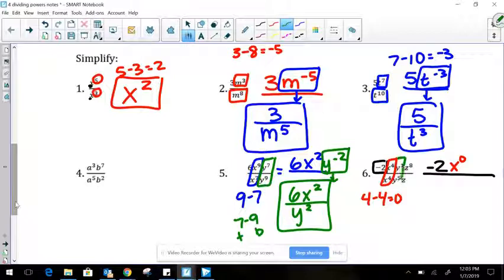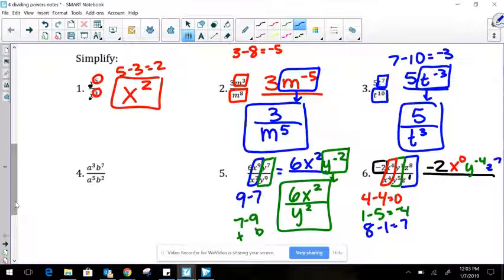My y's, I have 1 minus 5. That's negative 4. So I have y to the negative 4th. And then z, I have an invisible 1 here if you want to write that. So I have 8 minus 1, which is 7. So z to the 7th.